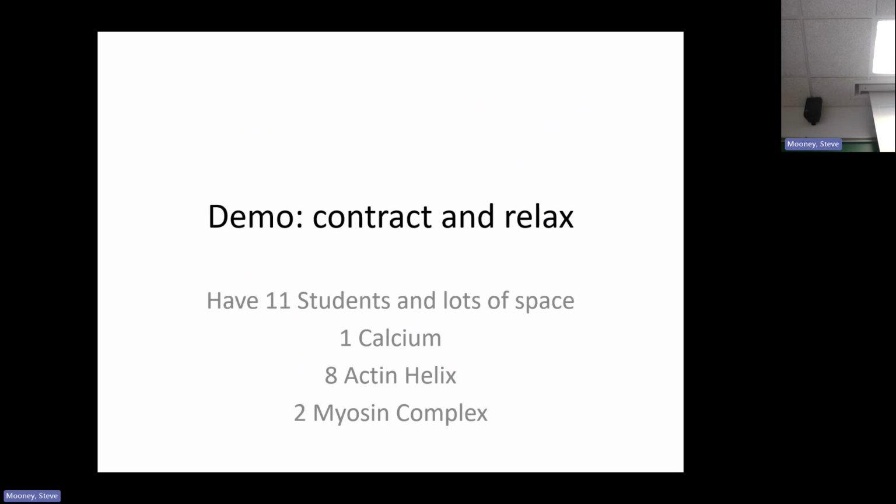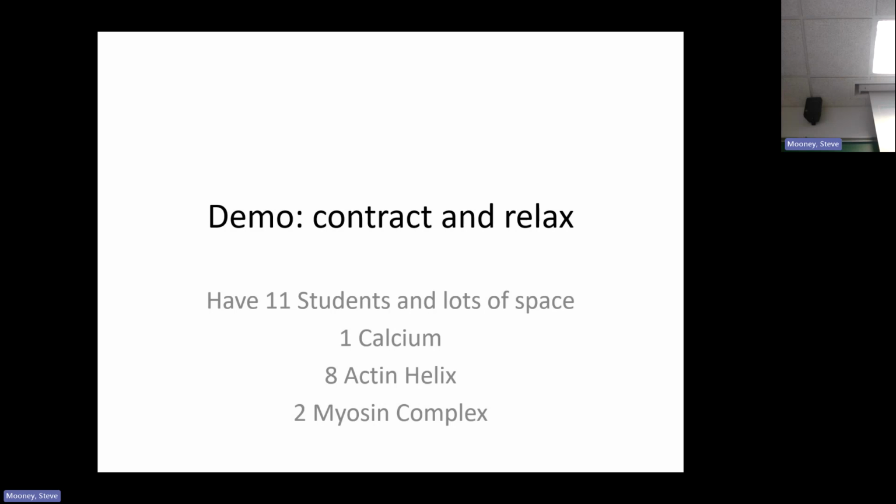What happens if calcium goes away? Calcium goes back out into the hall. First thing that happens is the binding sites go away, right? We've covered them up. And then what happens? They go back to where they started. So it's just helping you visualize what we're doing here.